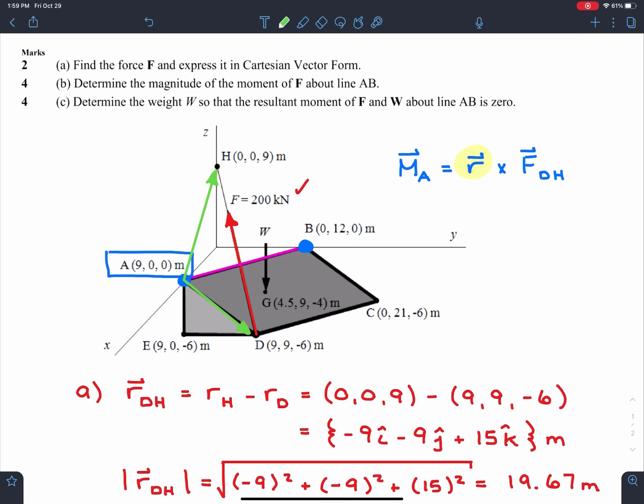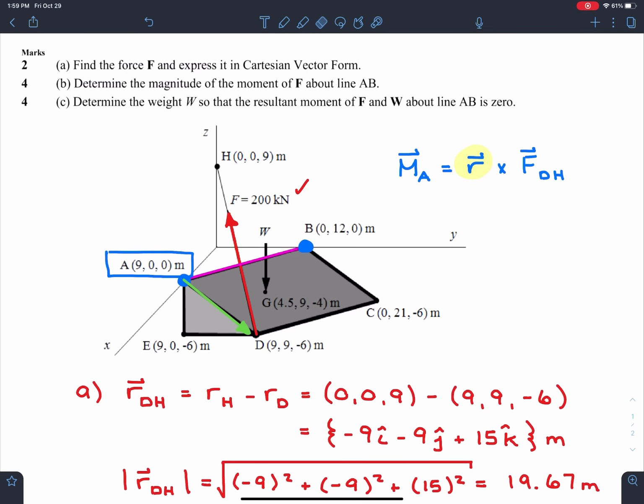Again, that's perfectly valid. If we had a third point, let's say a point right there, kind of in the middle between D and H, I could have a position vector that goes like this. Cross product, it doesn't matter. You're going to get the same answer no matter which position vector you take. So I'm going to erase the ones that I don't use, and I'm going to use the position vector from A to D.